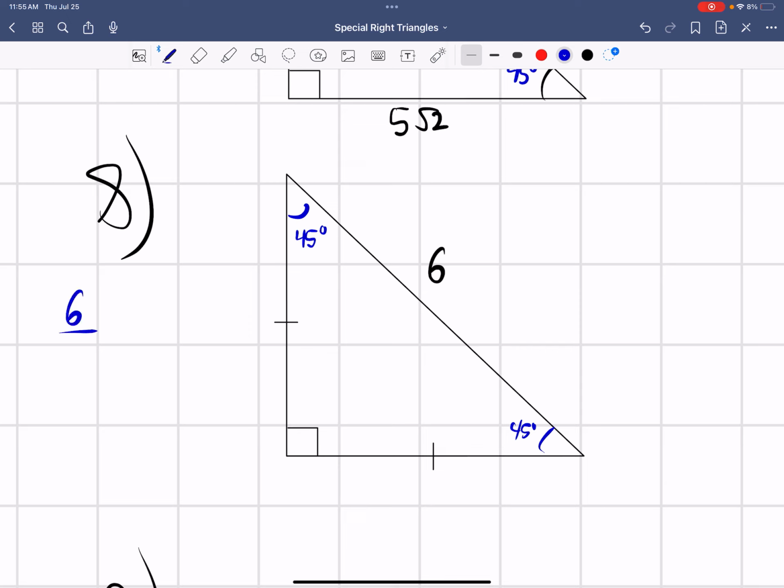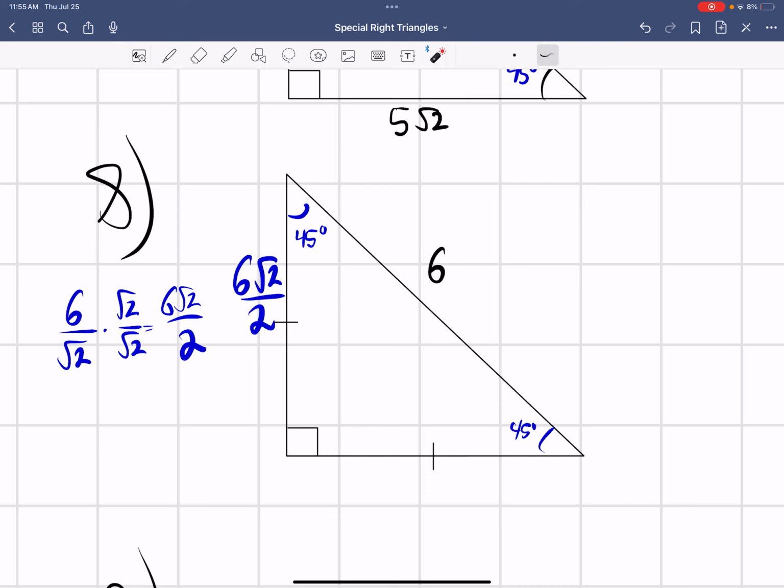But remember, we can't leave fractions with irrational denominators, so we'll have to rationalize that by multiplying by root 2 over root 2. That gives us 6 root 2 over 2. And so that is the answer, 6 root 2 over 2. The two legs have to be congruent, so the other one is also 6 root 2 over 2. Next.